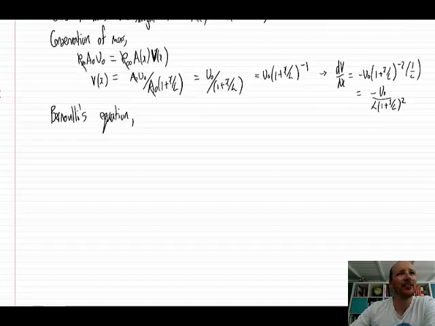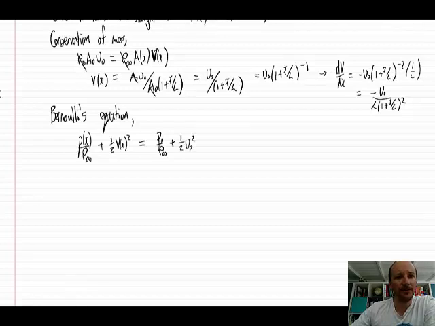Bernoulli's equation tells us that the pressure at any point x over rho infinity plus a half v squared, or p plus a half rho v squared, is a constant, so it must be equal to the value at the start of the diffuser, which is p naught over rho infinity plus a half u naught squared.